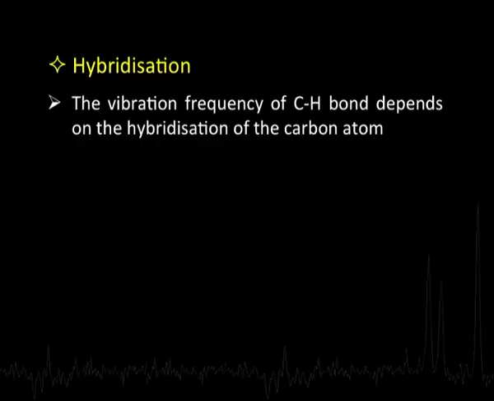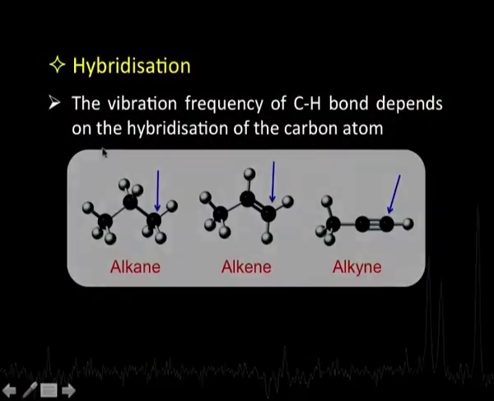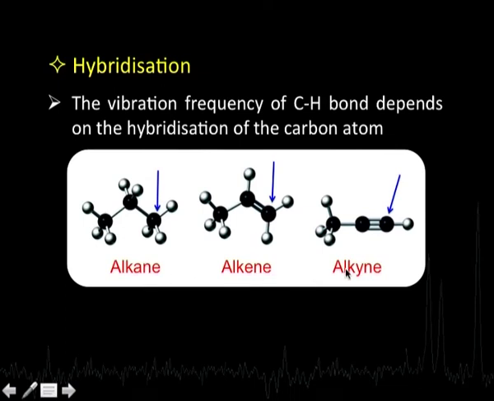Okay. The third factor is hybridization. The vibration frequency of a CH bond depends on the hybridization of the carbon atom to which it is attached. Now, let us take this example here. Suppose I have a carbon atom and a hydrogen atom attached to that, we are talking about a CH bond. In case of CH bond, the vibration frequency will depend on the nature of this carbon, the hybridization on this carbon atom. Let us take the three cases here. Let us take the example of an alkane, alkene and alkyne.